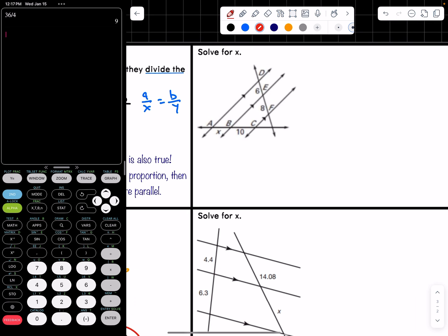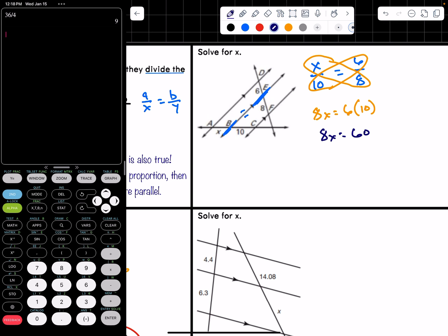Okay. Over here, very similar. It's a little bit different, but we can set my equation right here. So x over 10 equals 6 over 8. Cross multiply. Once we get that equation written, it's a very simple process. 8x equals 6 times 10. 8x equals 60. Divide both sides by 8. And x equals 60 divided by 8, 7.5.